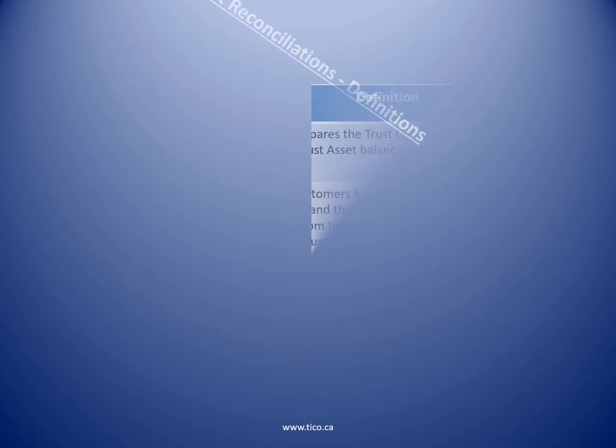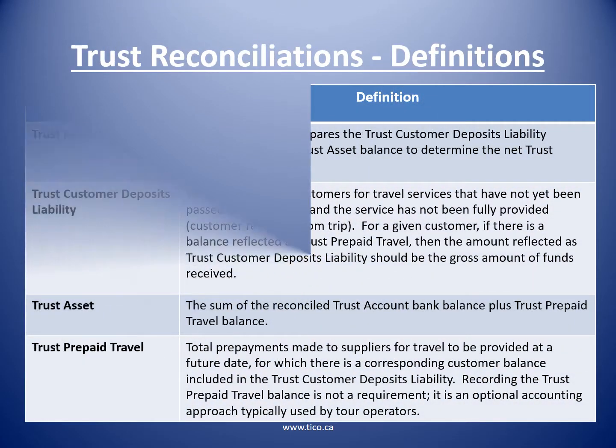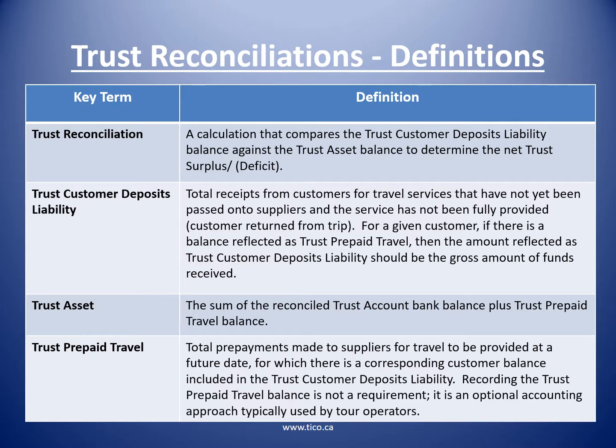Here are some key definitions and concepts when it comes to the topic of trust reconciliations. First of all, a trust reconciliation refers to a calculation that compares the trust customer deposits liability balance against the trust asset balance to determine the net trust surplus or deficit position.